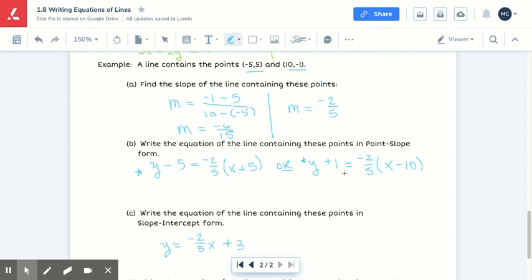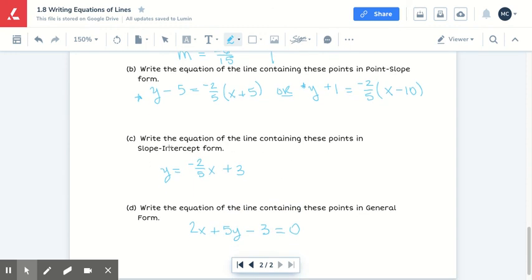Now, no matter which one of these you used, when you changed it into slope-intercept form, you'd get the exact same equation. So this one will be y equals negative 2/5 x plus 3, no matter which of those you use. Now, if you have trouble getting from this step to this step, this is actually a great way to get some extra practice with that. You could write both of those equations and then change them to slope-intercept form separately and make sure that you get the same answer.